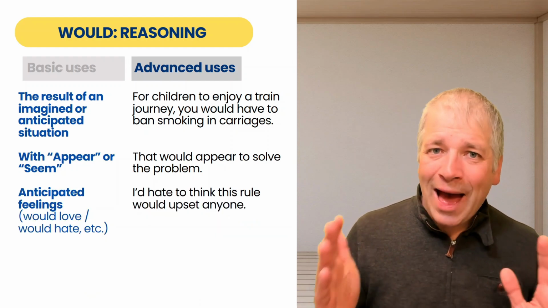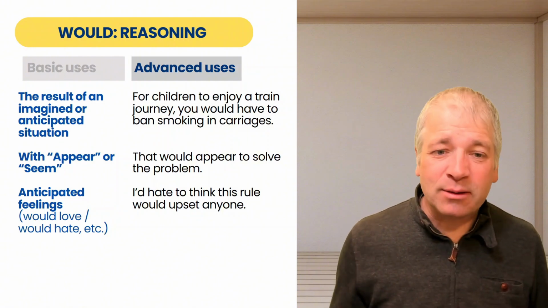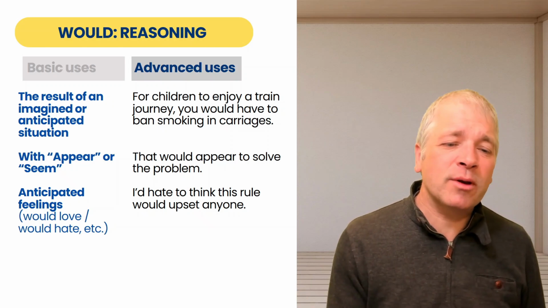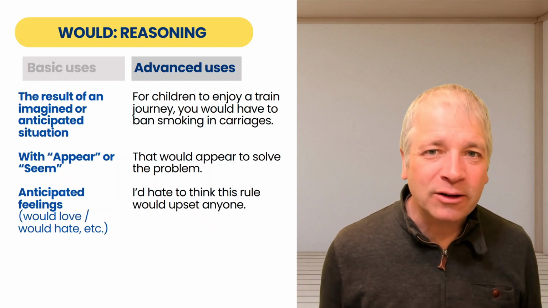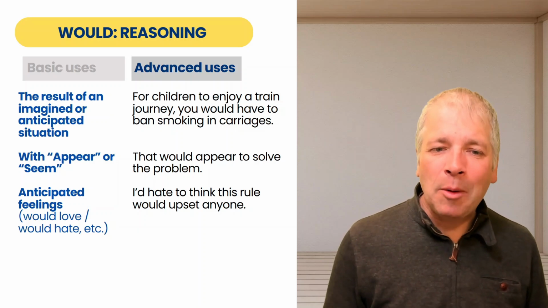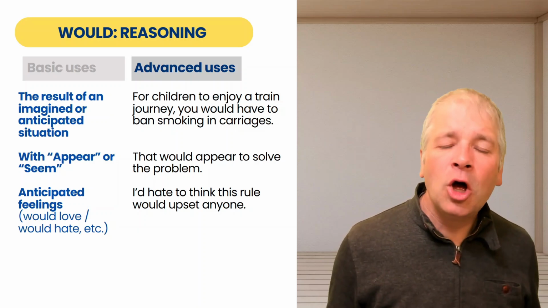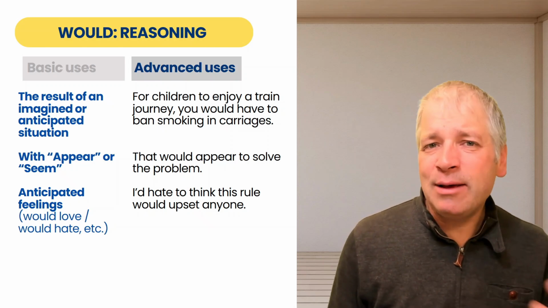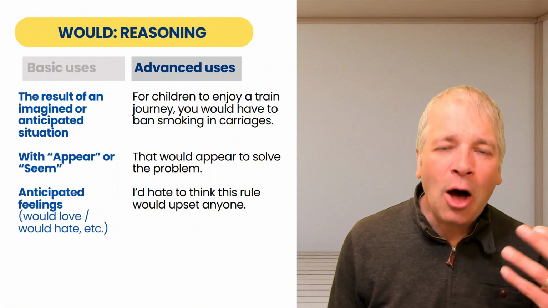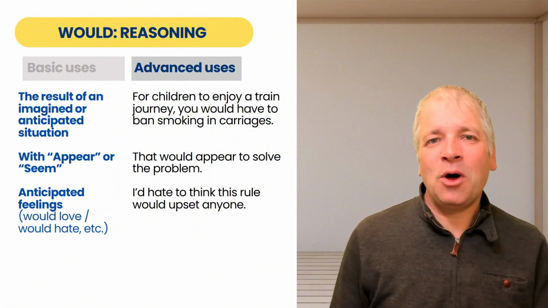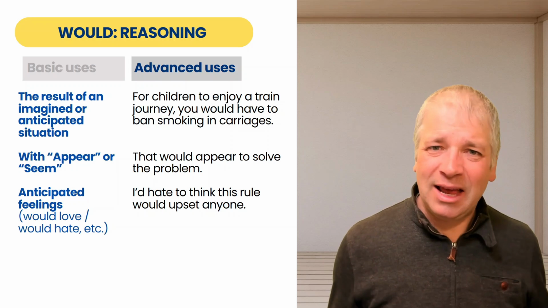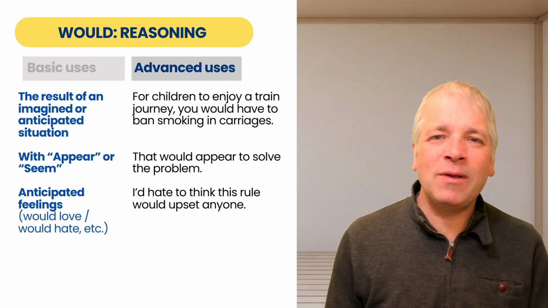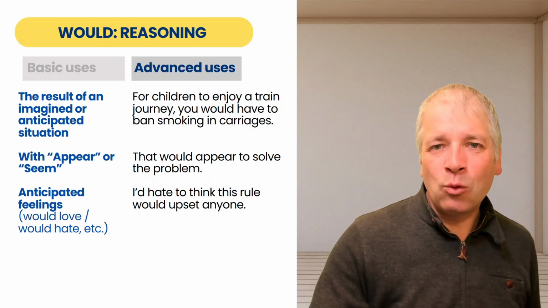And also with anticipated feelings, with phrases such as would love or would hate, you can use would to emphasize the fact that these are anticipated feelings, what you imagine will come about. I'd hate to think this rule would upset anyone. So would means I'm anticipating what's to come, and I hope that this will not happen if I'm using it in the negative way with I'd hate. If I'd love to, it would have been the other way round. I'm hoping that it will happen.